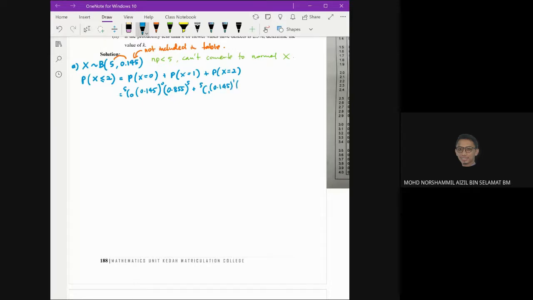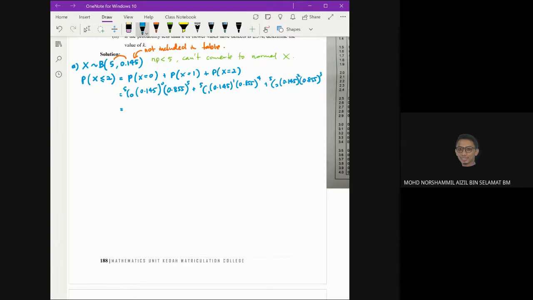0.145 power of 1, 0.855 power of 4 plus 5C2 pula 0.145 power of 2, 0.855 power of 3. Okay, calculate. Calculate boleh kan? 0.4569. Serius? Saya rasa macam... Ke, Sir? Cuba sikit, sebab probability dia rendah ni, so dia sepatutnya jawapan dia tinggi ni.